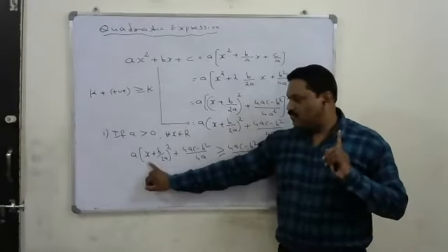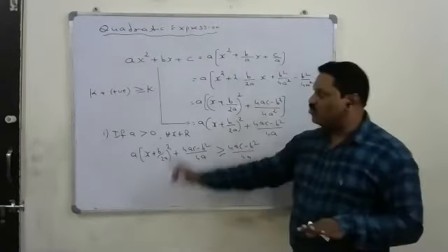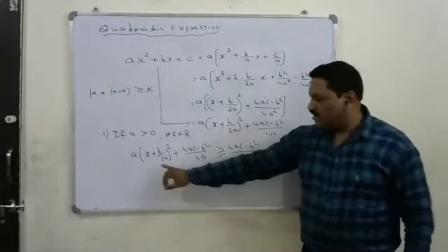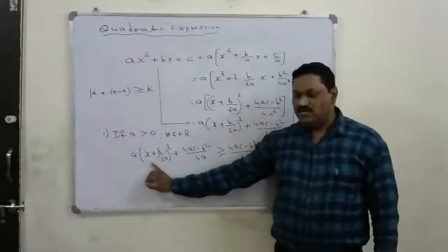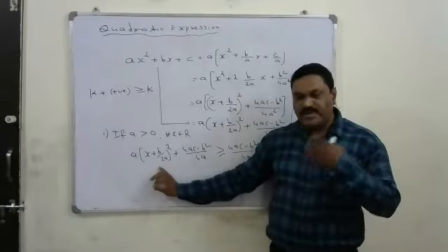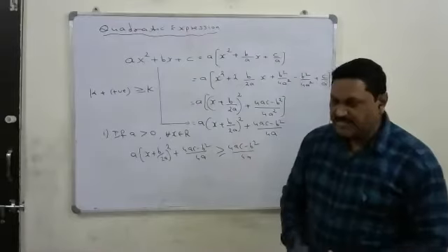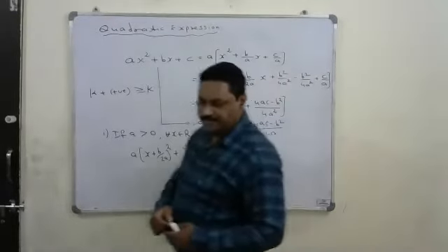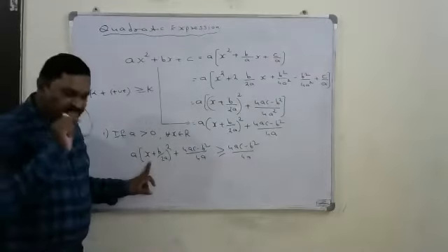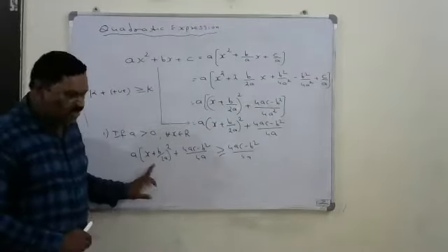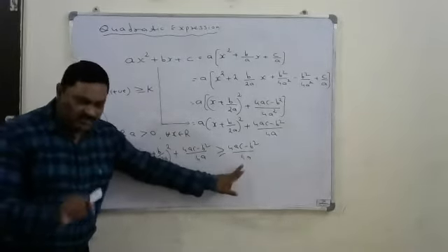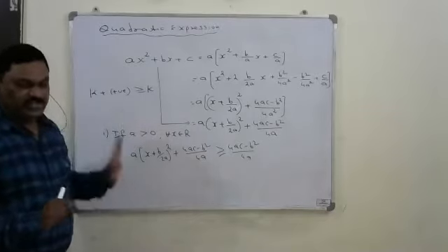It becomes 0 when x plus b by 2a equals 0, so x equals how much? x equals minus b by 2a. So when x is equal to minus b by 2a, this expression is equal to (4ac minus b square) by 4a. So that will be the minimum value of this expression.